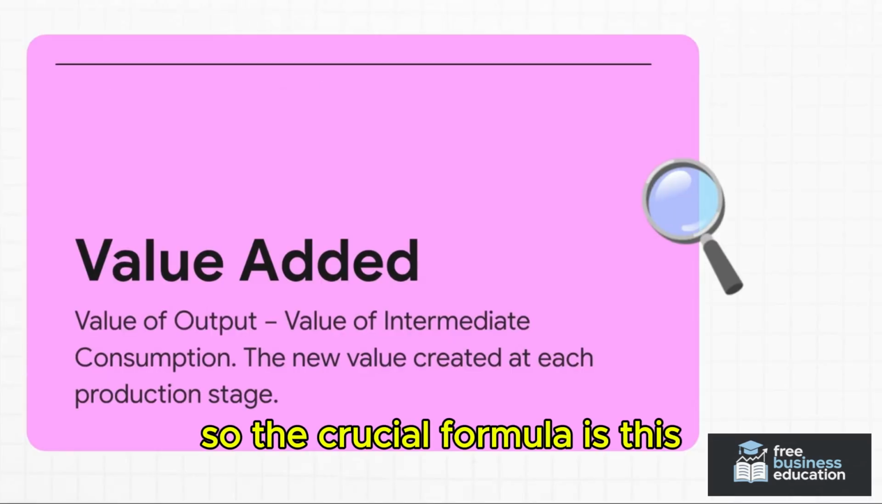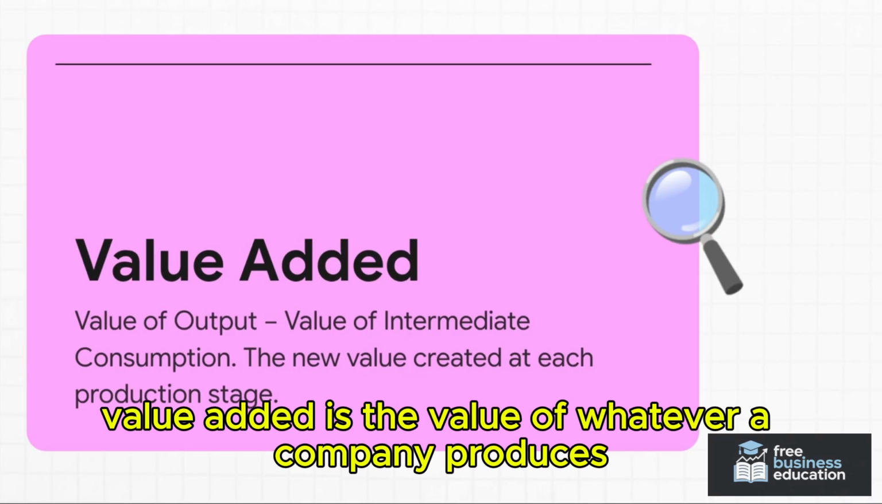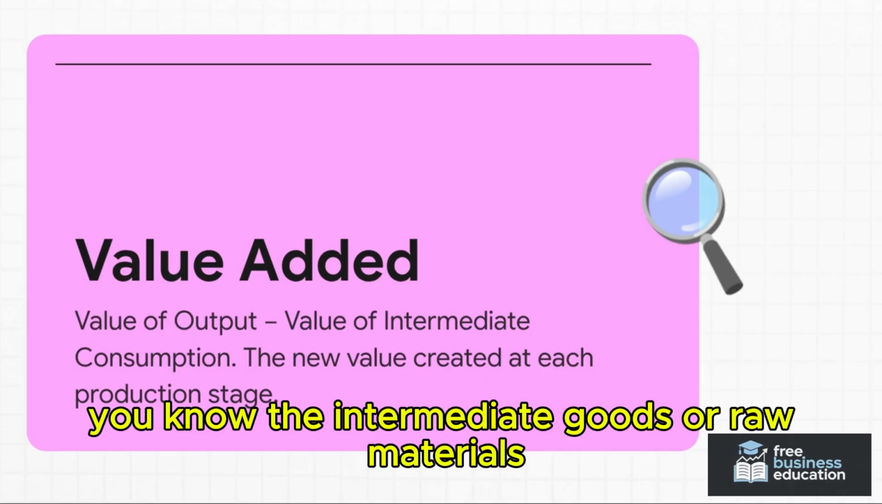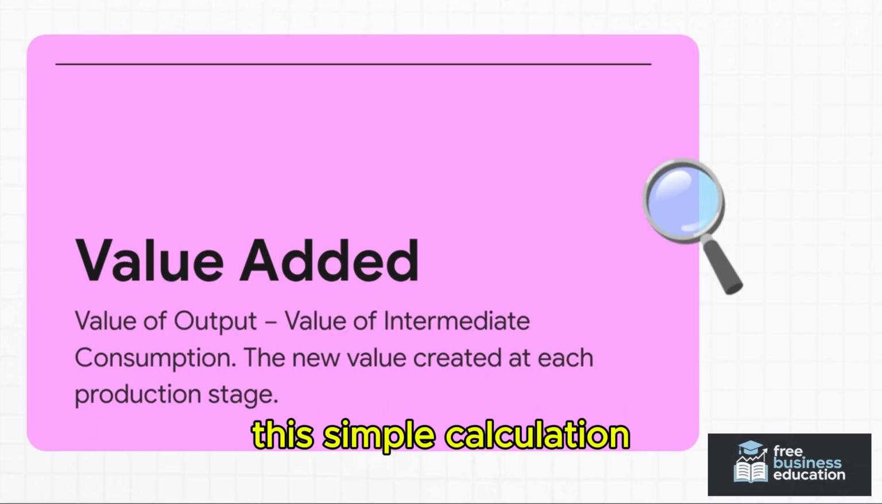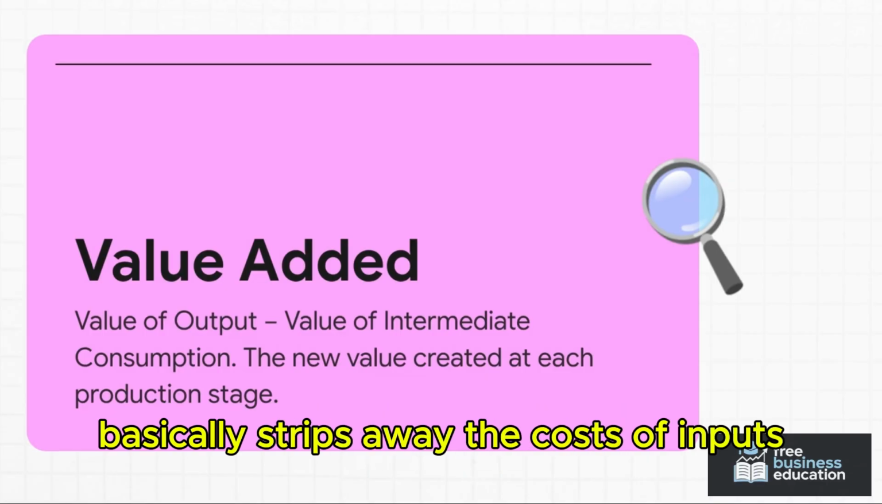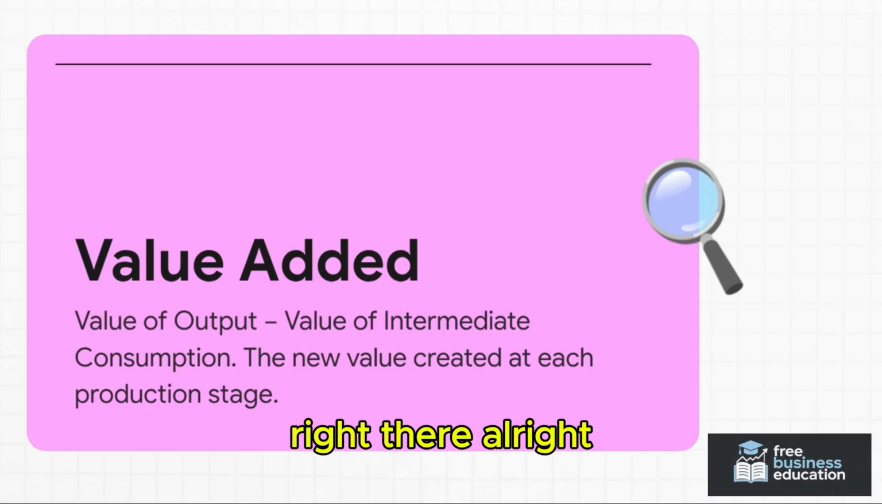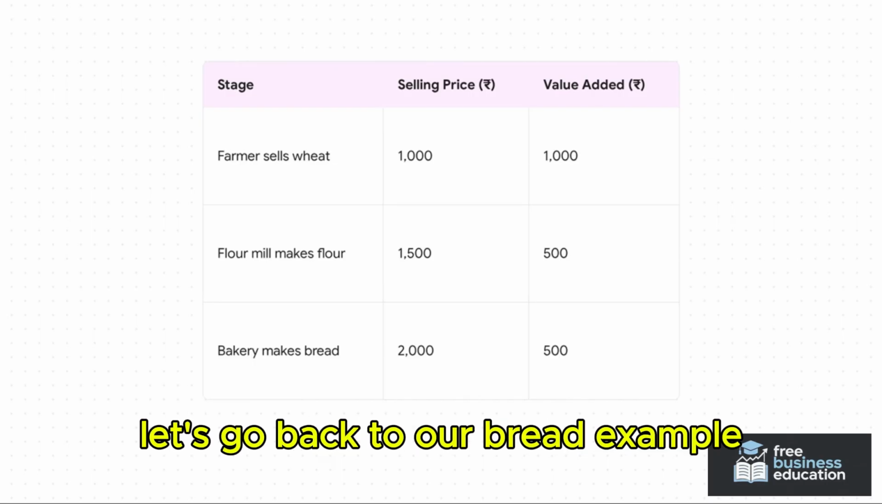So the crucial formula is this. Value added is the value of whatever a company produces minus the value of the stuff it used to make it, the intermediate goods or raw materials. This simple calculation basically strips away the costs of inputs from the previous step, leaving you with only the new value generated right there.